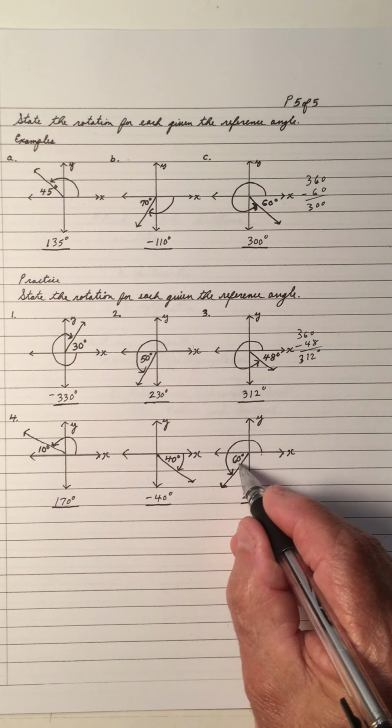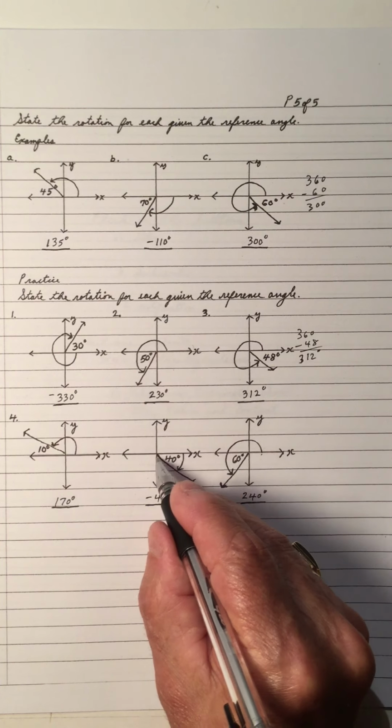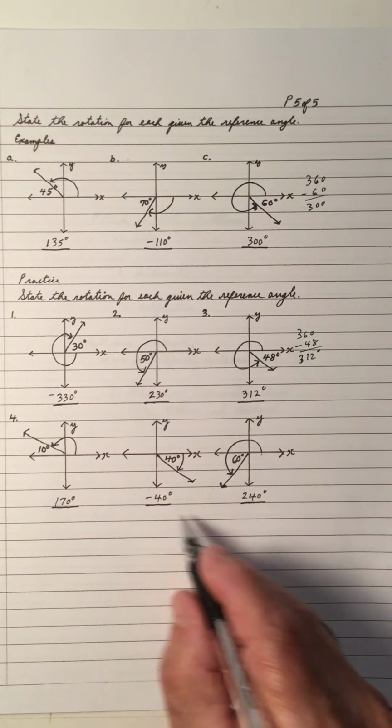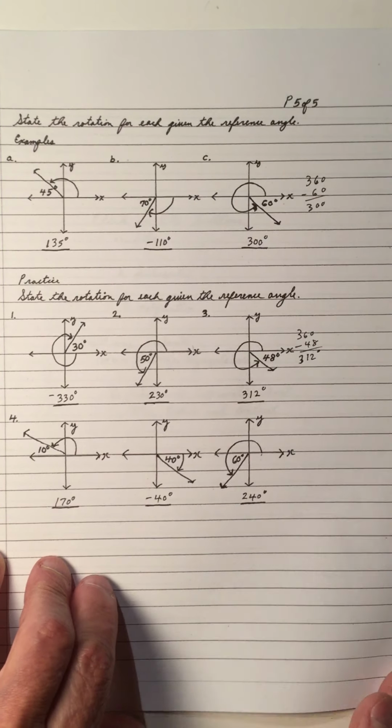The reference angle is 60. The reference angle is between the terminal arm and the x-axis. Rotation is negative 40, and here is 240.